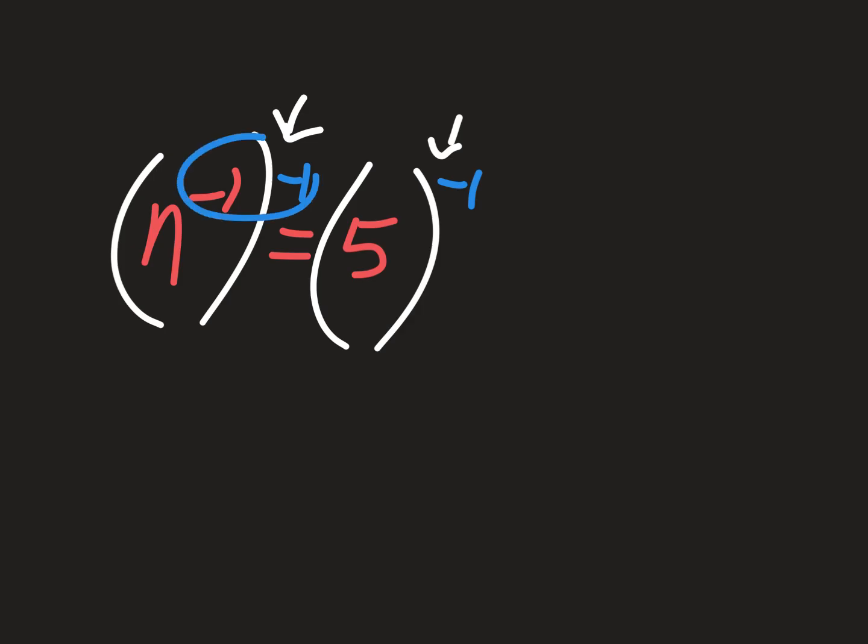All right. Those two multiply out to 1. That's why this works. N to the 1 equals, and that's just n. And 5 to the negative 1 is just flipping it, 1/5.